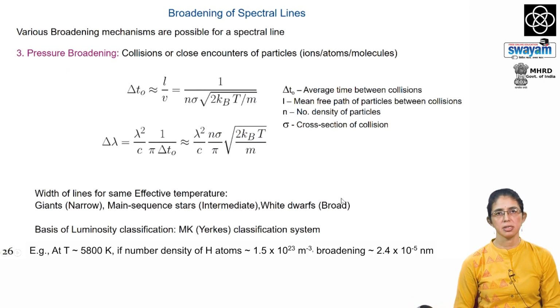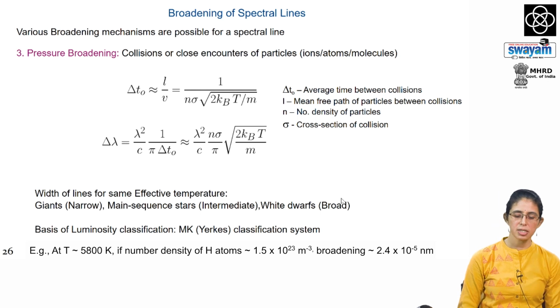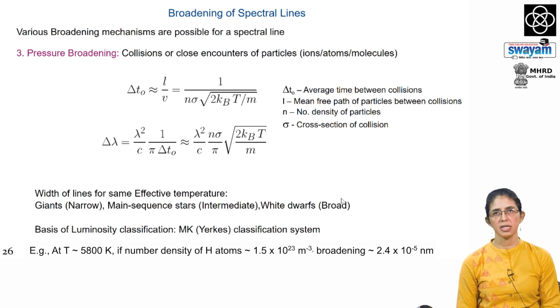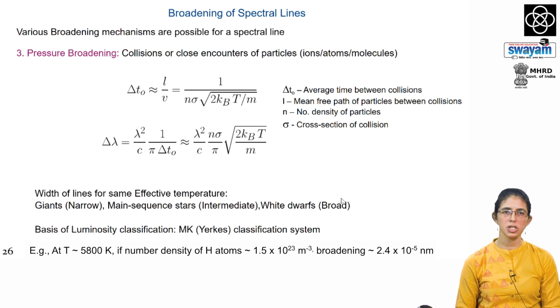If one wants to estimate the effect of the pressure broadening using heuristic considerations, then one can consider the average time between two collisions to be a ratio of the mean free path of the particles to the velocity of the particles. Mean free path is the average distance that the particle travels between two collisions, and this can be considered to be 1 by n sigma, where sigma is the collision cross section and n is the density of the particles.